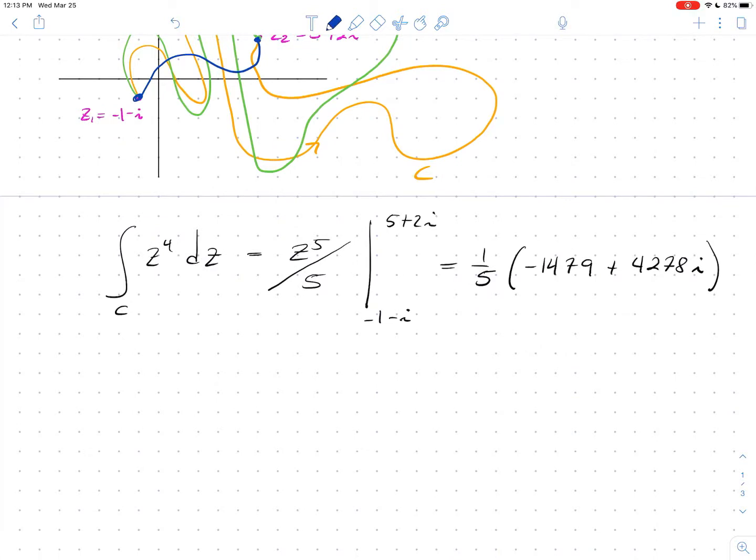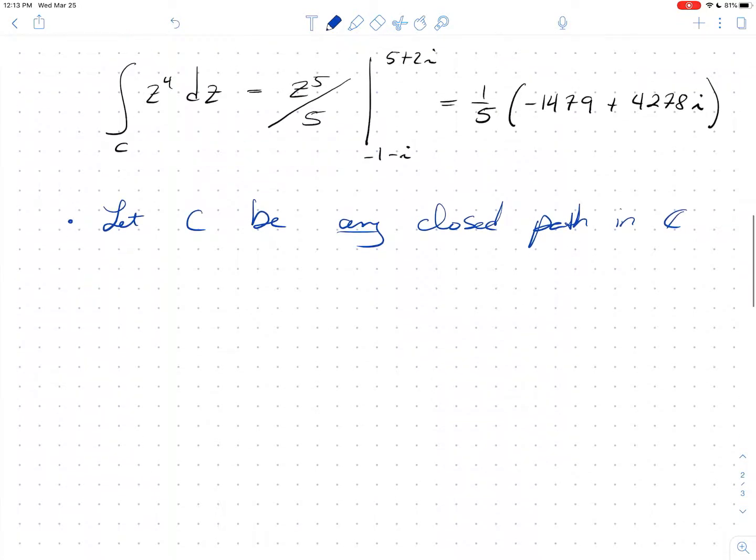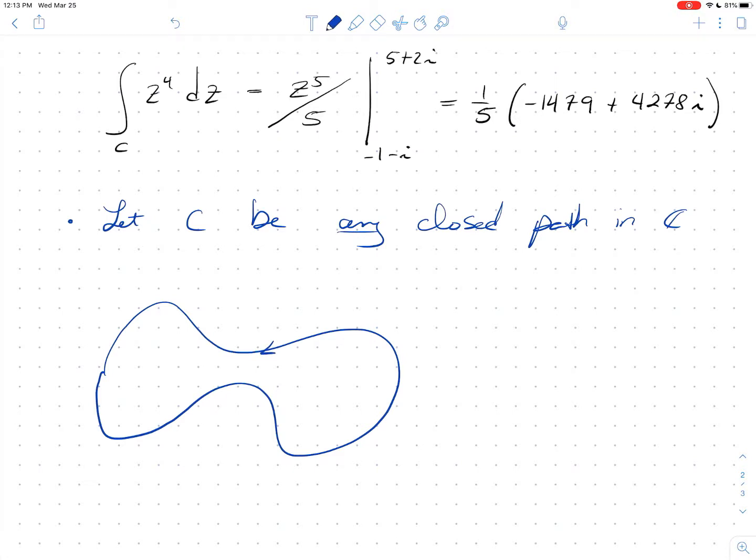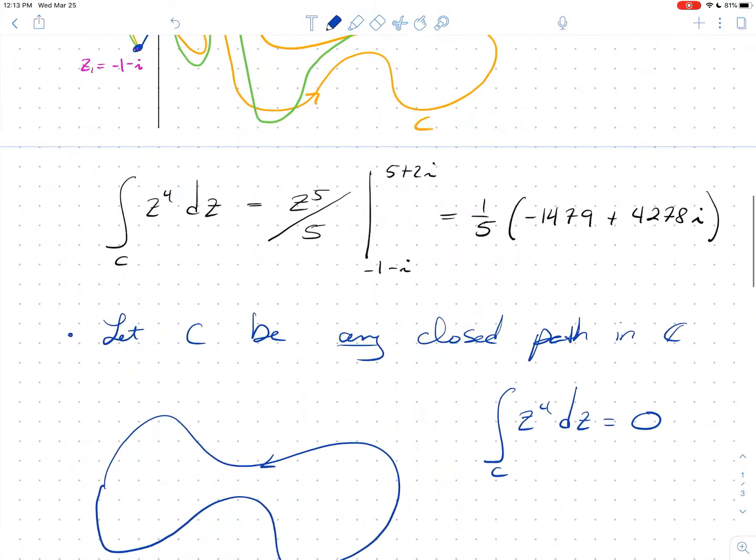Let's pick a closed path now. So let's let C be any closed path in the complex plane. Maybe I've got a path that looks something like this. Who knows? I'm going to go that way. And the point is, the integral over C of z to the 4th dz, I don't even need to plug in any endpoints. I know that when I do, I'm just going to get 0 by our theorem. So that's the power of this result.